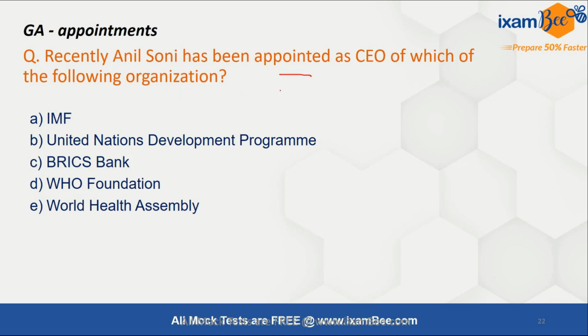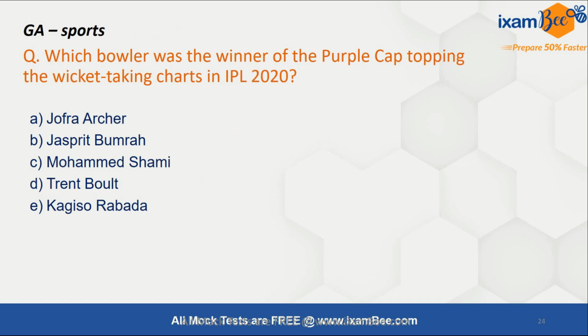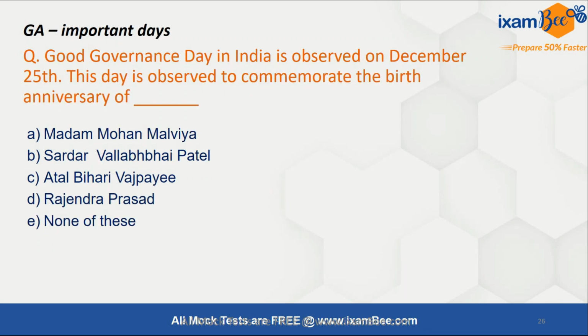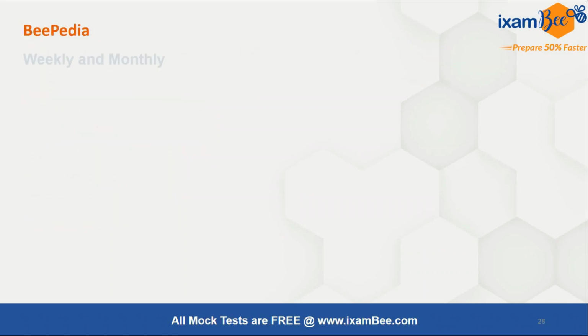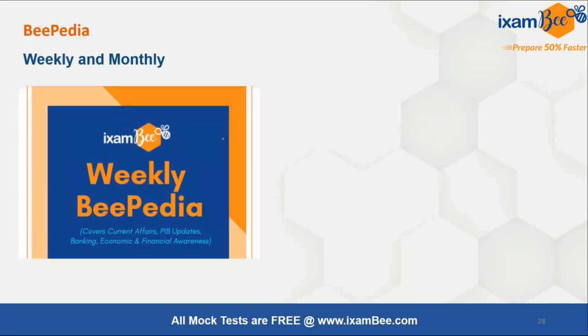Anil Soni has been appointed as CEO of which of the following organizations, which is WHO Foundation, because he is an Indian appointed at WHO Foundation. Which bowler was the winner of the purple cap, topping the wicket taking charts in IPL 2020, which is Rabada. And Good Governance Day in India is observed on December 25th to observe the birth anniversary of Mr. Atal Bihari Vajpayee.